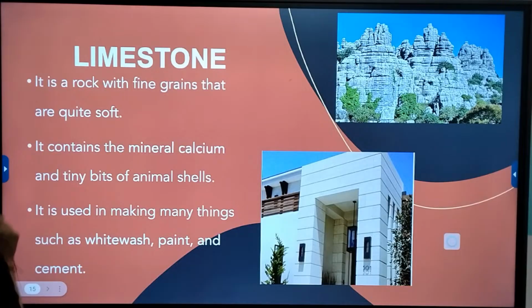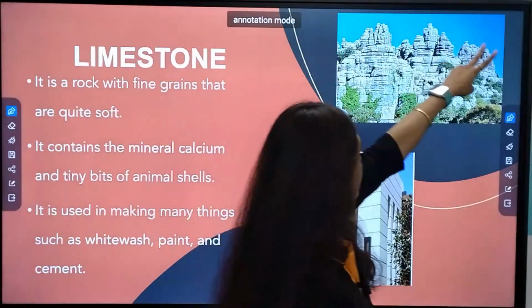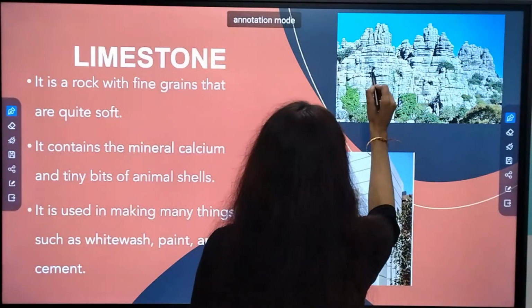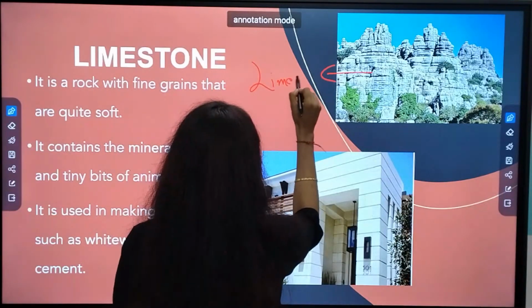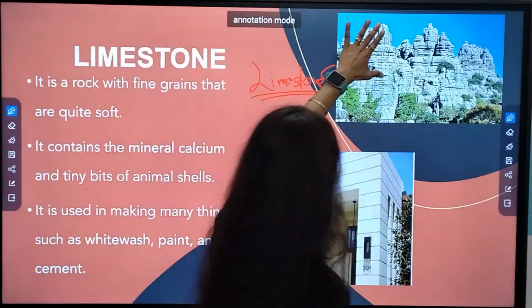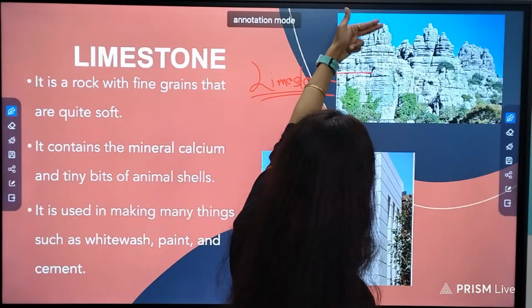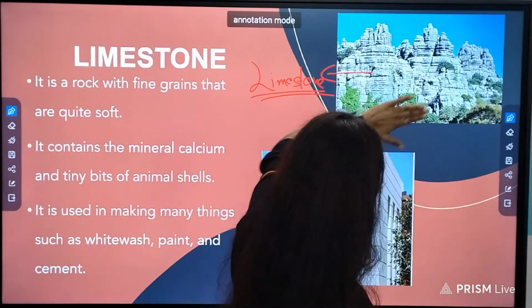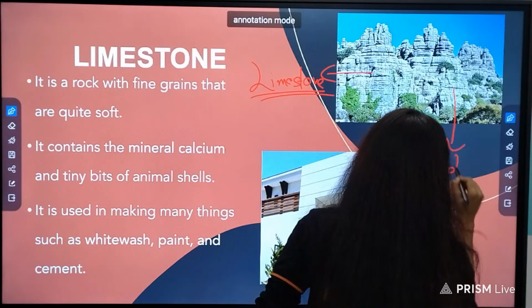Now, limestone. So first look at this picture. This is a mountain of limestone rock. See, it is whitish in color and formed in layers. From the picture itself you can say that this is nothing but sedimentary rock.